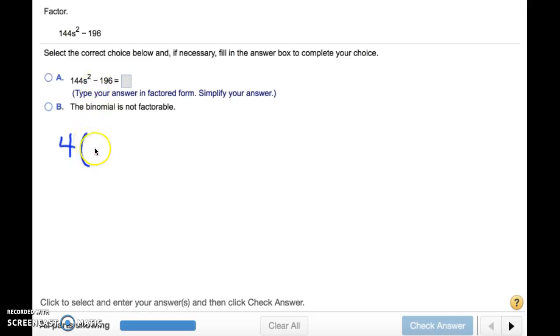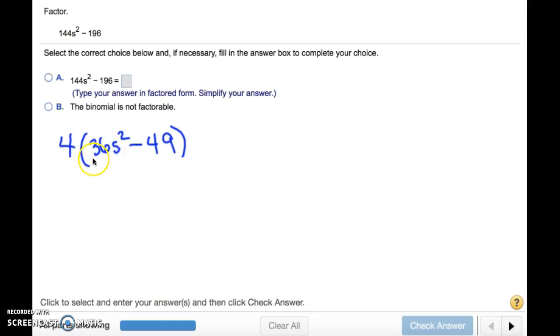from 144s squared, that leaves me with 36s squared. And if I factor out a 4 from the 196, that leaves me with negative 49. Now, I can't stop here because it tells me to factor completely. And all of these problems you're going to be asked to factor completely. And what I have here is factorable.